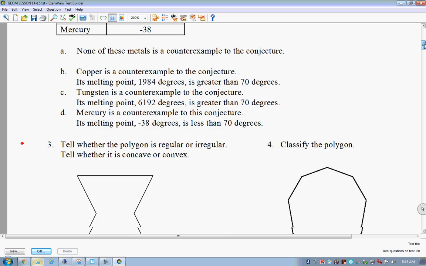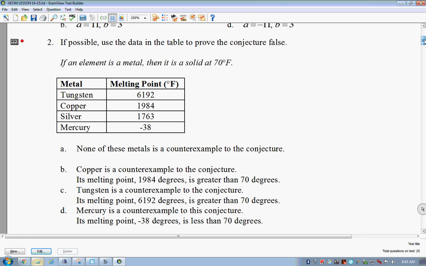All right, move on down here a little bit. Another counterexample. It says, if possible, use the data table to prove the conjecture is false. This says, if an element is a metal, then it's solid at 70 degrees Fahrenheit. Something is solid until it melts, correct? So tungsten doesn't melt till 6,192 degrees. Is it solid at 70 degrees? Yeah, so that's not a very good counterexample, is it?